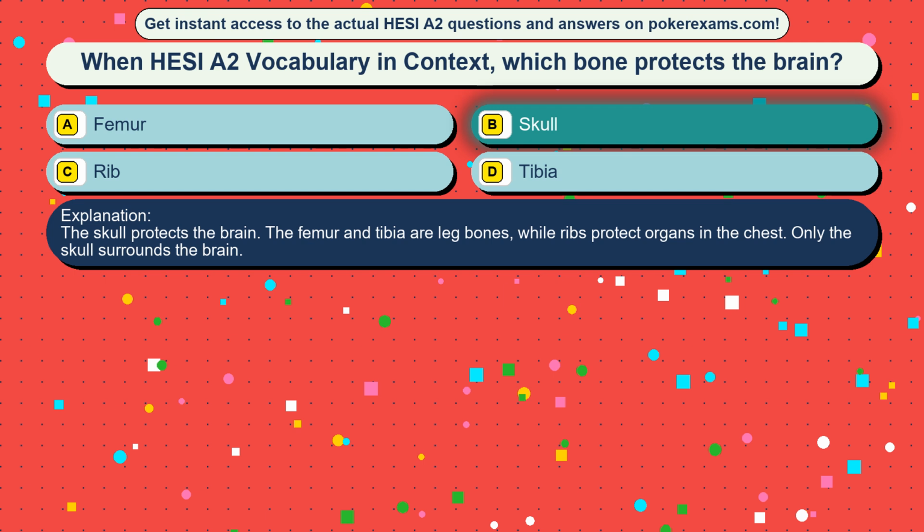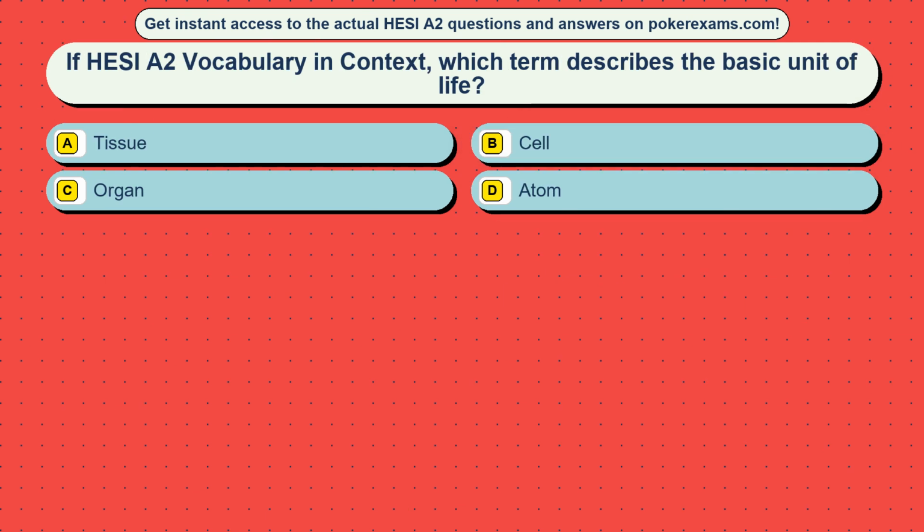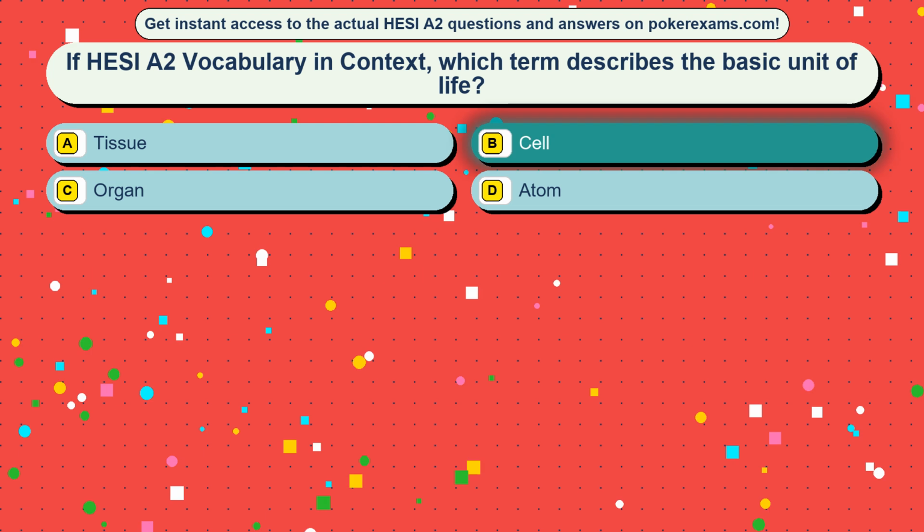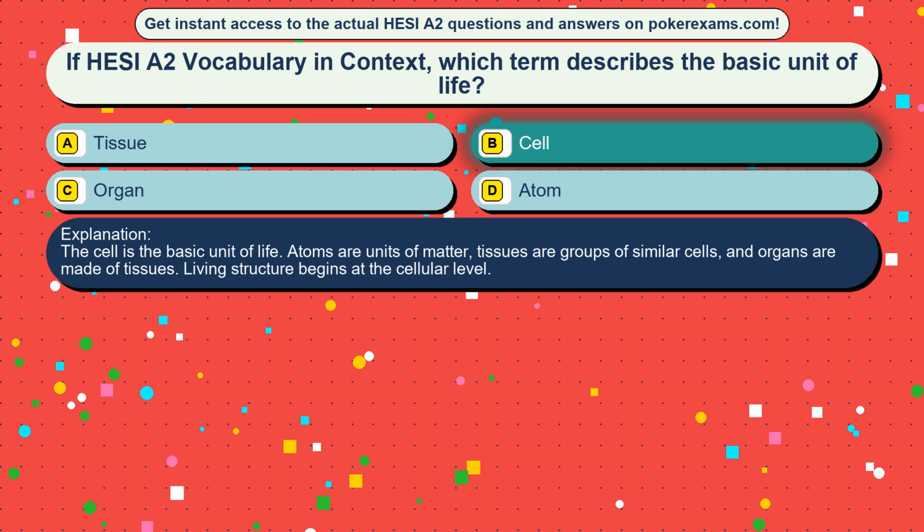Question 10. If HESI A2 Vocabulary in context, which term describes the basic unit of life? Option A, tissue. Option B, cell. Option C, organ. Option D, atom. The correct answer is option B, cell. The cell is the basic unit of life. Atoms are units of matter, tissues are groups of similar cells, and organs are made of tissues. Living structure begins at the cellular level.